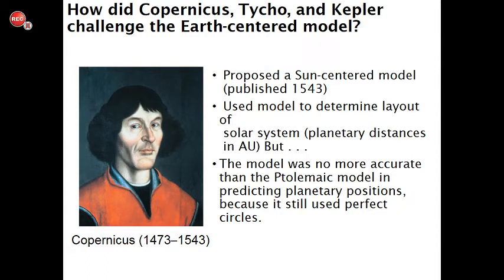Now, he also wanted to make as little changes as possible, so he kept the perfect circles. And his model wasn't any better. And so there was no reason to switch from it. You couldn't get better predictions, you couldn't navigate better with it. But it did start the idea that we should consider other models.